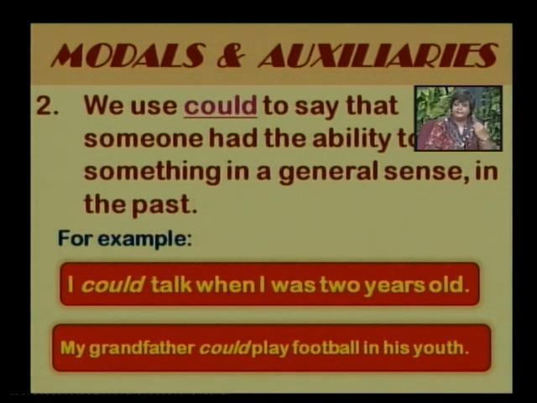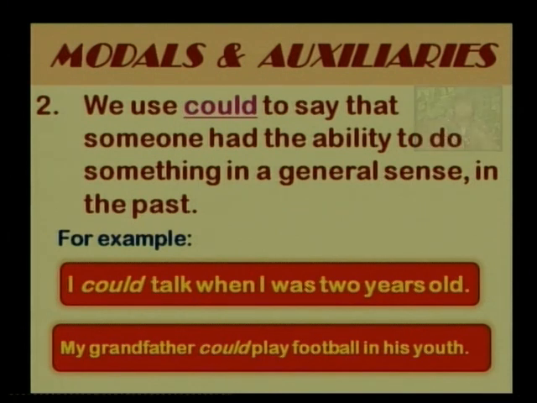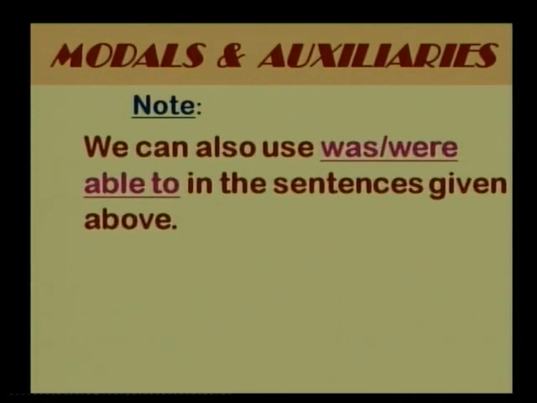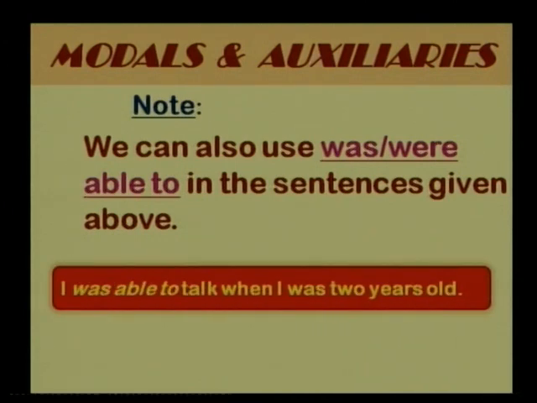Alright, now connected with this second point will be our third point. Let us come to the third point. This is a very important note. We can also use was or were able to in the sentences given above. For example, I was able to talk when I was 2 years old.